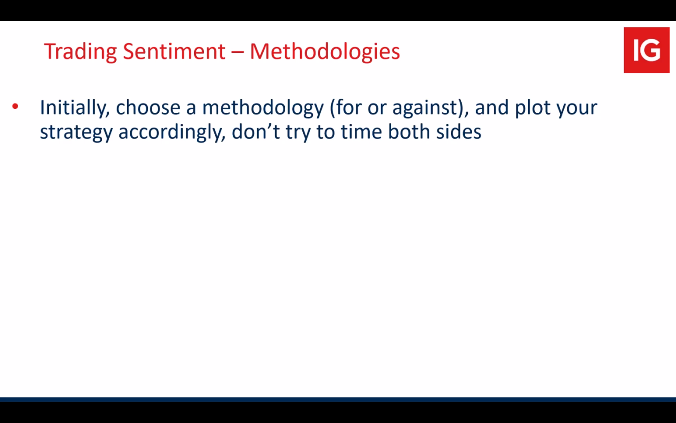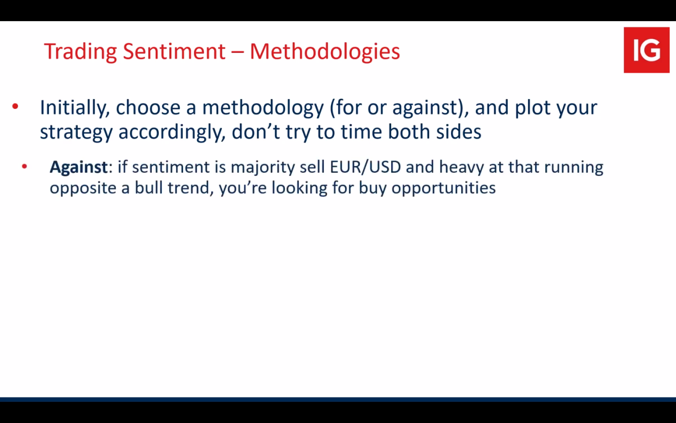Initially, figure out some certain strategies of what you want to do for, or where it might work in your favor if you're going with the majority, and then when you're going with the minority, against the majority. And then maybe afterwards, once you've gotten a clear idea of your methodology, you can consider taking a mix. But initially, I would suggest choosing a methodology and plotting your strategy accordingly. Don't try to time both sides.